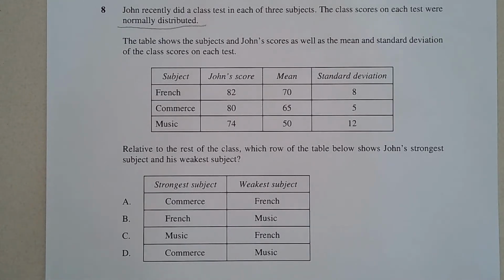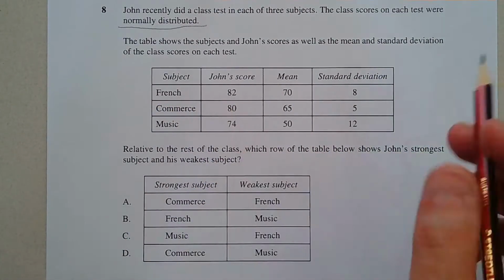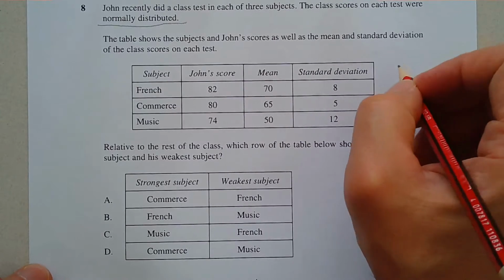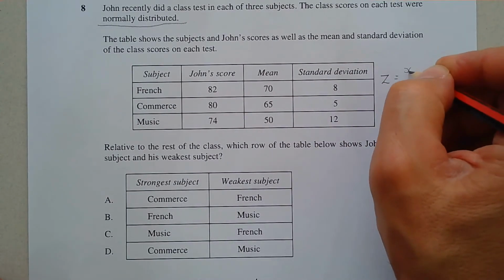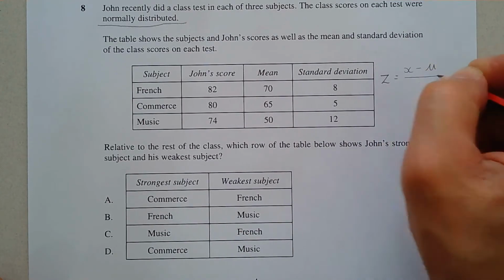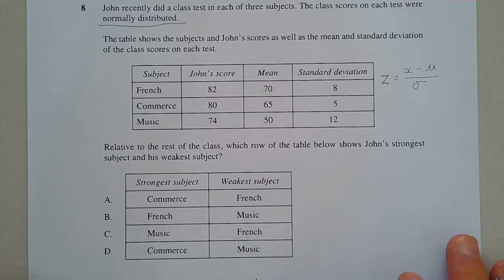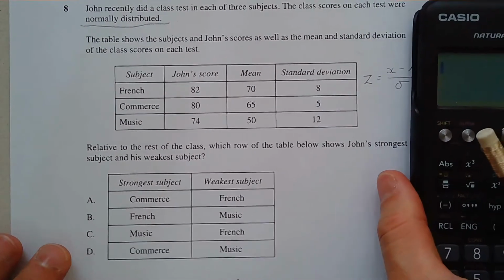Okay, so the higher the Z-score, the further along, or the higher, maybe think of it in terms of rank or strength, the subject would be for John. All right, so let's work out each one of these. So the Z-score formula, and this will be on your formula sheet, but I'm just going to write it here. So Z is equal to X, so the score, minus the mean, over the standard deviation. All right, so using that, let's work out the Z-score for each one of these subjects.